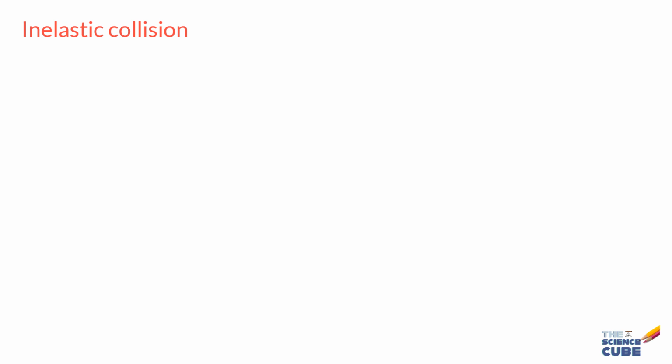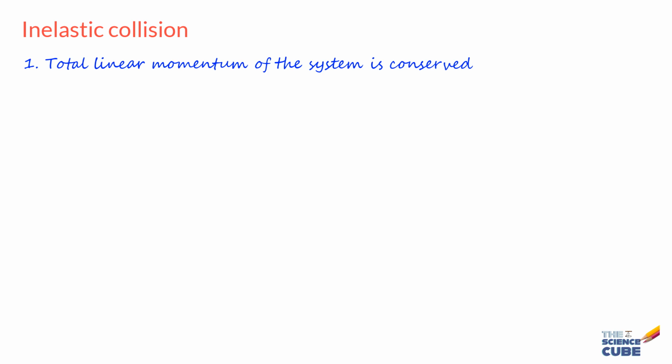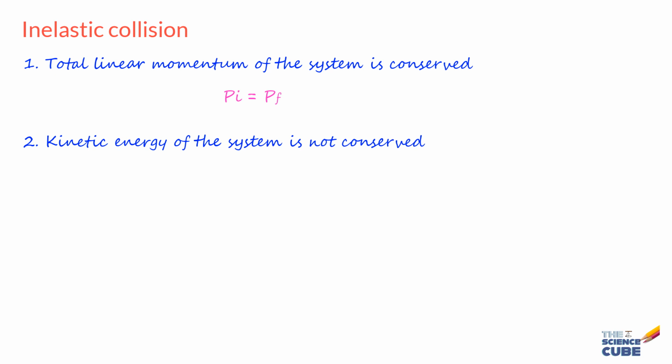So there are two conditions that need to be met to call a collision inelastic. Number one is, when such a collision happens, total linear momentum of the system is conserved. That is, it does not change. And condition two is, the kinetic energy of the system is not conserved. That is, the initial kinetic energy is not the same as the final kinetic energy.